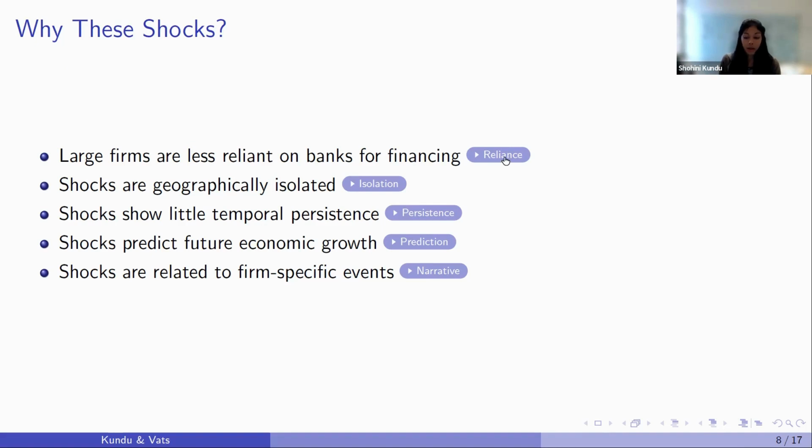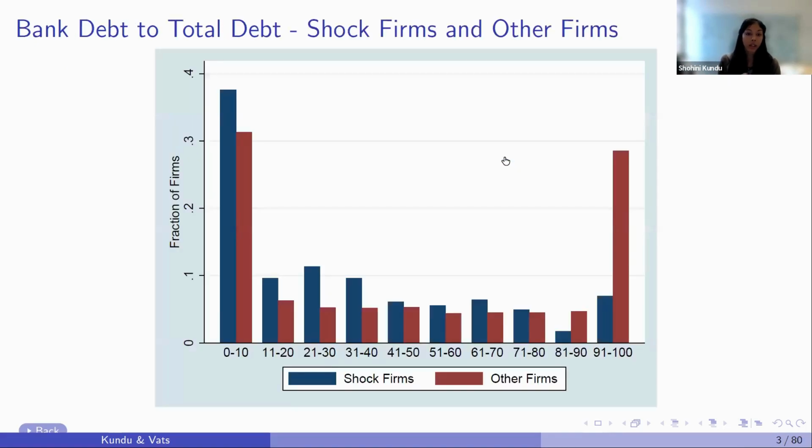The first reason why we use these shocks is that the shocks are constructed for large firms, and large firms don't primarily rely on bank credit for external funding. We verify this assumption by looking at the ratio of bank debt to total debt for the firms that are used to construct the shock, and we compare it to all other firms in the Compustat sample. We find that the median bank debt to total debt ratio for the firms used to construct our shocks is 24% compared to 45% for all other firms.